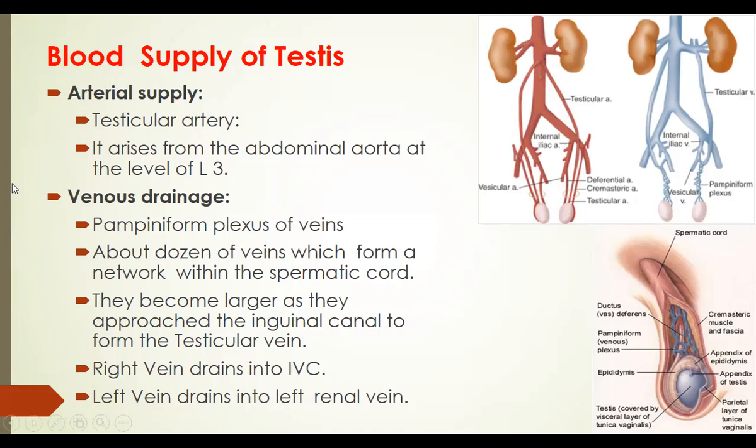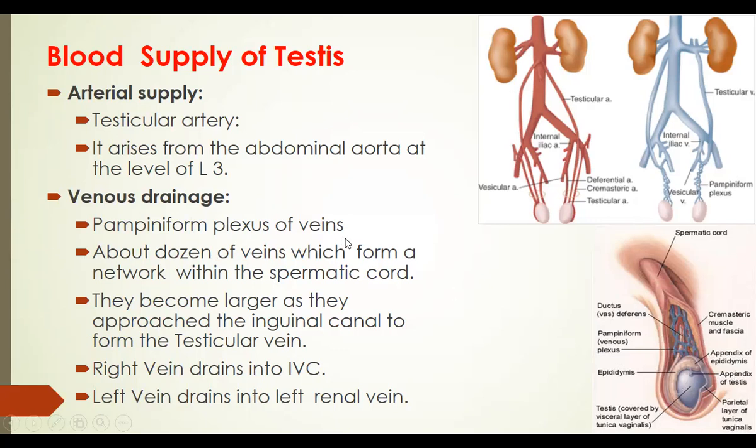Okay. Coming to the venous drainage, it has a slightly peculiar nature. They form a plexus of veins around the testis and within the spermatic cord. If you see here, there is a plexus. This is called the pampiniform plexus, the venous plexus. Okay, if you see here, pampiniform plexus. So the pampiniform plexus is around the testis as well as the spermatic cord, which will help in the regulation of the temperature of the testis.